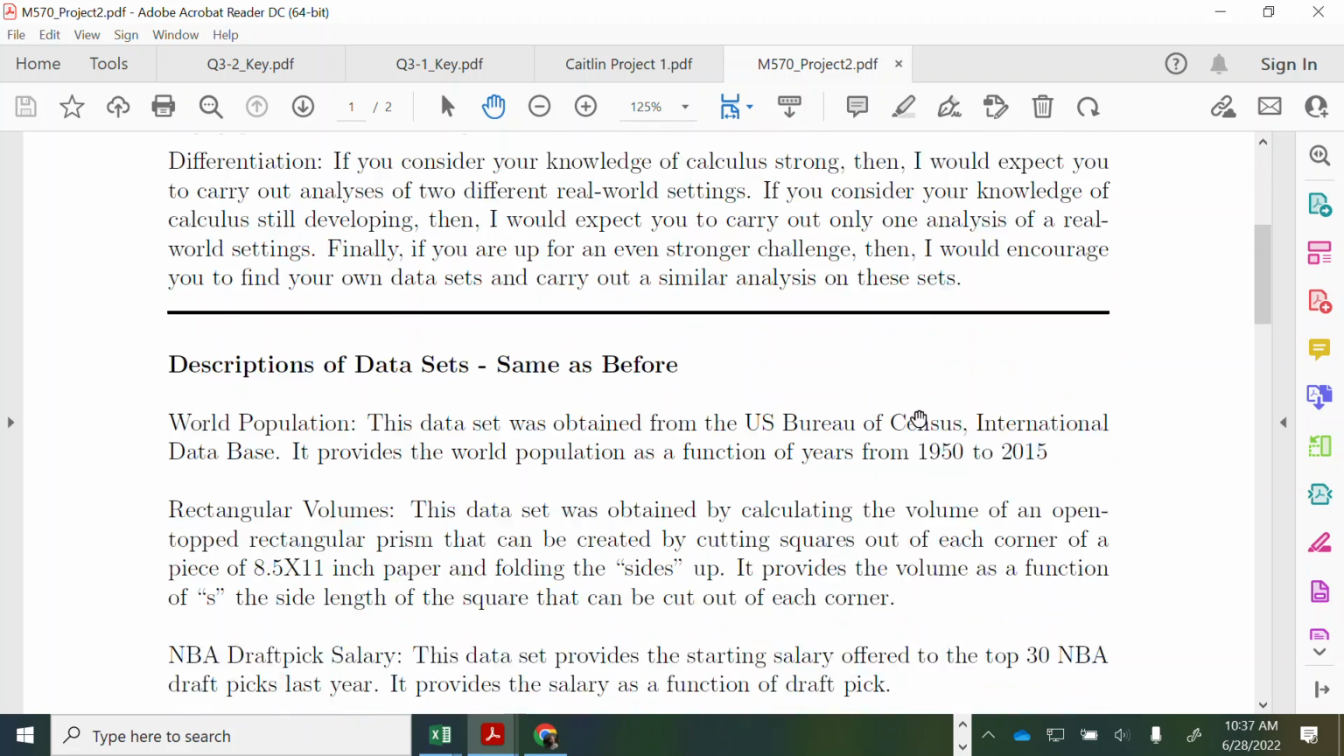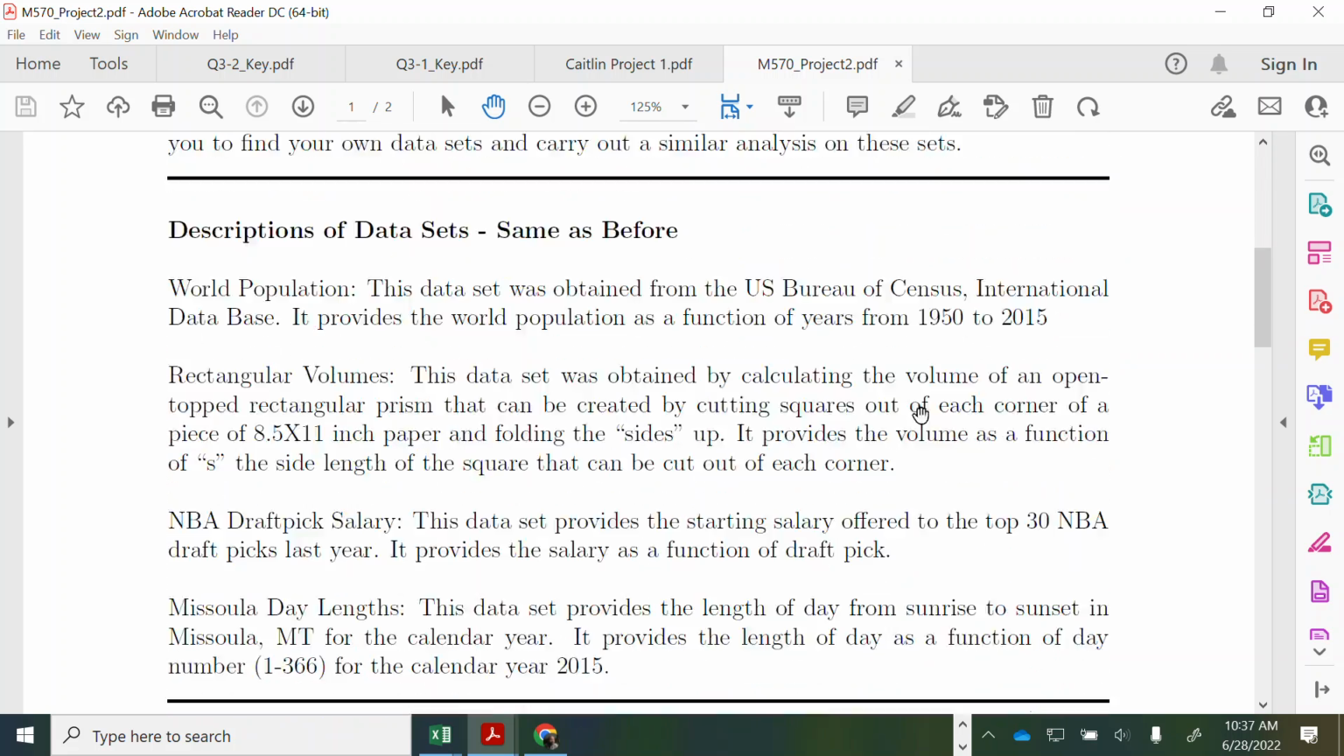So the data sets that we'll use, the sort of stock data sets, are the same ones from before. I saw in the first project people did world population, the rectangular volumes, and the Missoula day lengths data. And so I would expect that you would probably use the same data that you did before just because you're familiar with it, but I'm not restricting you to that. If you want to do a different one, that's certainly up to you. Go for it if you want to try, say, a variation.